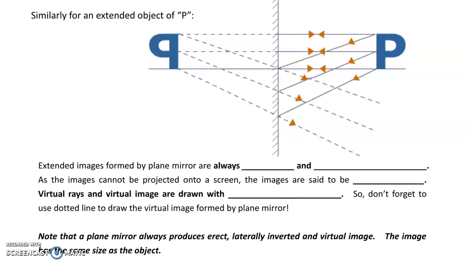What about the character P? Similarly, we may locate the images of its different ends first. So this P becomes a Q, small letter q, a big one. We can see that the images formed by plane mirror are always erect, which means upright, and laterally inverted, which means left side right. Also, these images cannot be projected onto a screen. We say the images are virtual. Virtual rays and virtual images should be drawn with dotted lines.